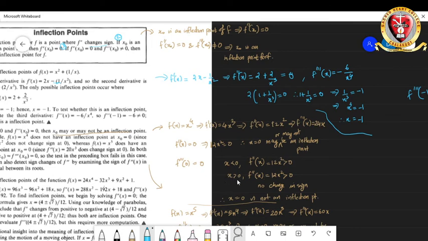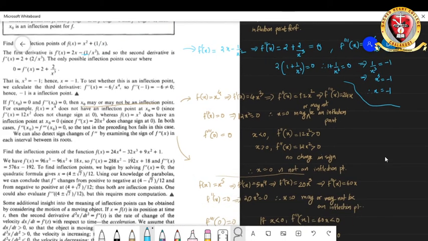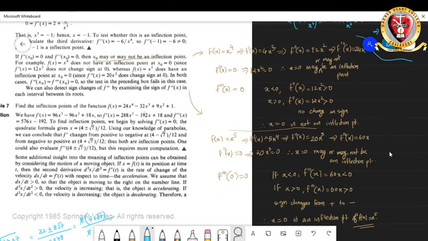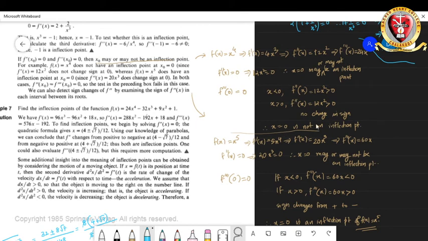For any x less than 0, x square is positive. Similarly, if x is strictly greater than 0, f double dash of x is equal to 12x square, which is strictly greater than 0. So, as we move from the left to the right, considering 0, there is no change in sign. So we cannot say that it is an inflection point, or rather we say that x is equal to 0 is not an inflection point in this case.